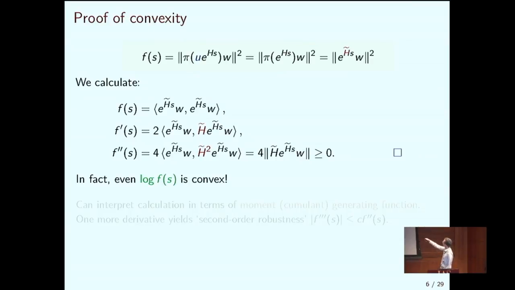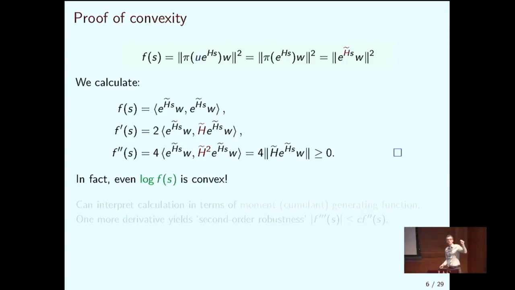So that's the function we care about. We have our starting vector w, and we apply the action of this group element u times e to the hs. H, remember, is Hermitian, u is unitary. Because u is unitary, we can just forget about the u. It doesn't change the norm, and this was the compatibility condition that unitary matrices act by unitary transformations on the representation space.